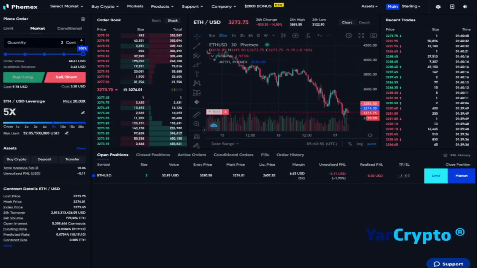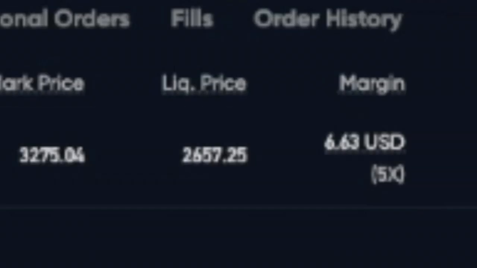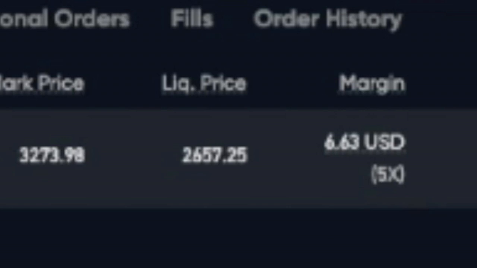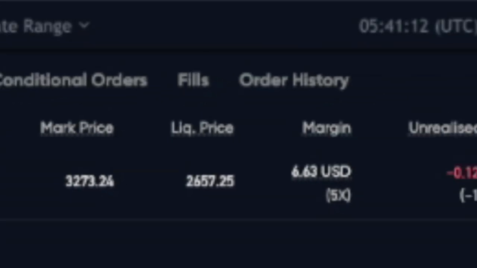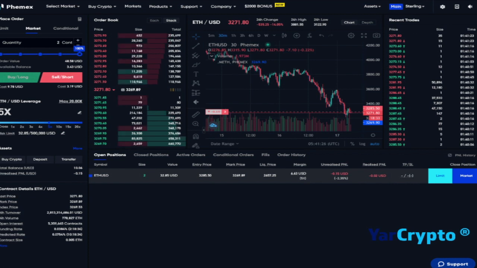Also, it's really important to always put a stop loss above your liquidation price. So right here it says liquidation price, and my liquidation price is currently $2,657 because I'm in a long. So if the price drops down to this liquidation price, it will liquidate my whole trade. So I definitely don't want that to happen because I will also have to end up paying a liquidation fee.